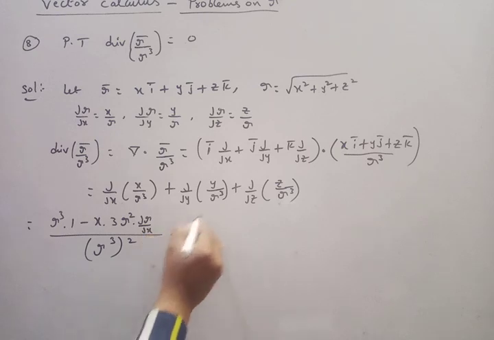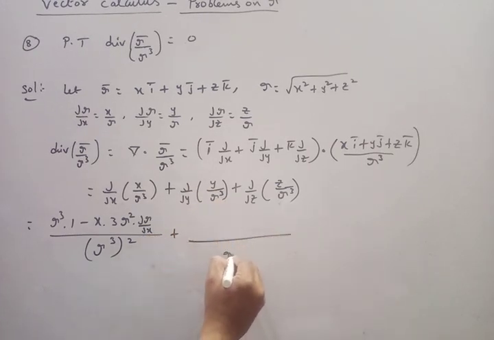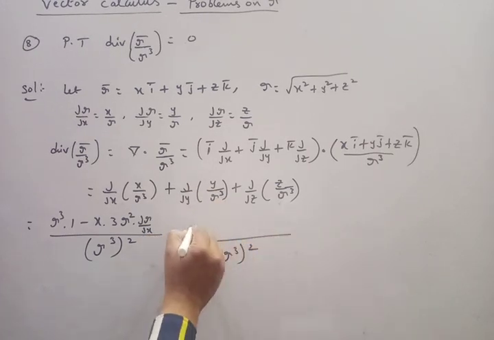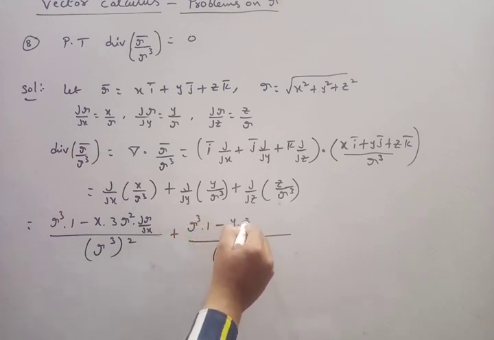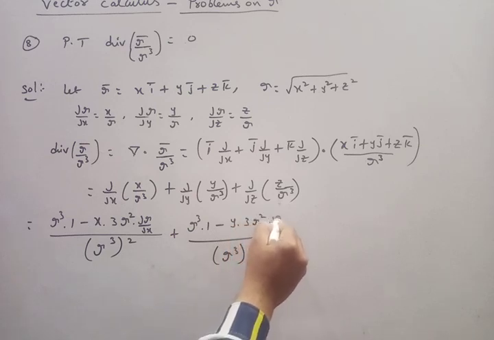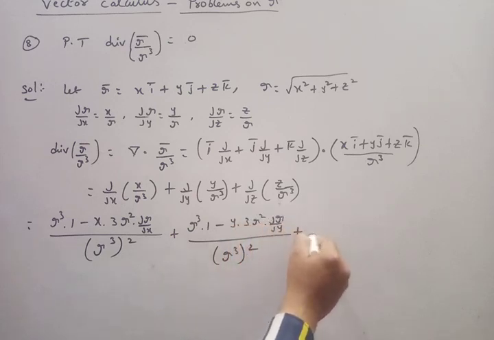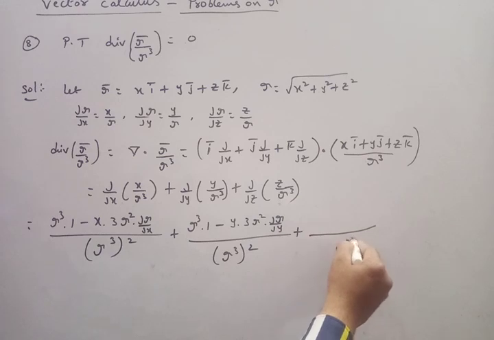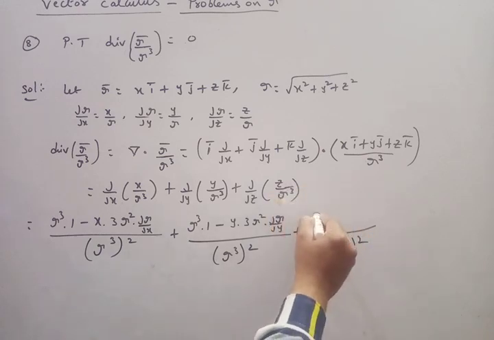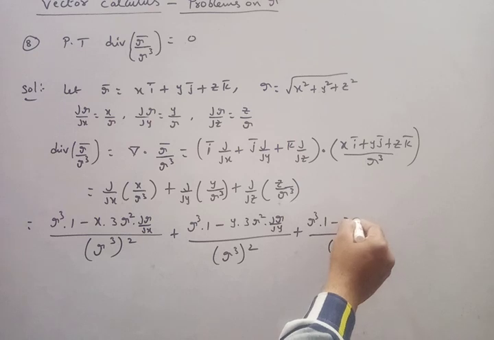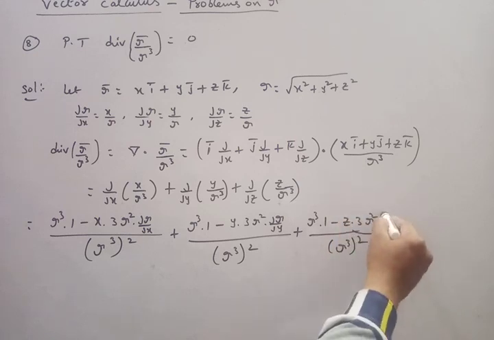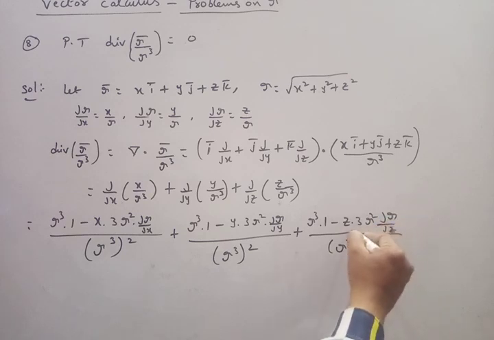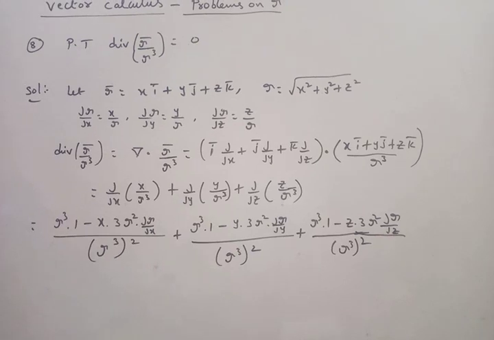Correct? Plus here, u by v: r cube whole square, r cube into y differentiation 1, minus y into r cube differentiation 3r square dou r by dou y. Similarly, r cube whole square, u by v: r cube into z differentiation 1, minus z into r cube differentiation 3r square dou r by dou z. Correct? So r cube whole square, r cube whole square, r cube whole square.